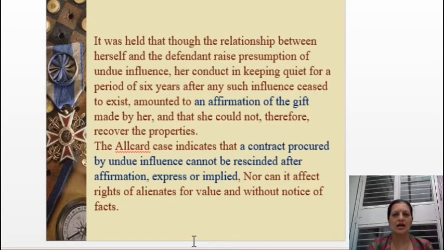So the Allcard case indicates that a contract procured by undue influence cannot be rescinded, that is withdrawn, after affirmation, express or implied, nor can it affect rights of alienees for value and without notice of fact.